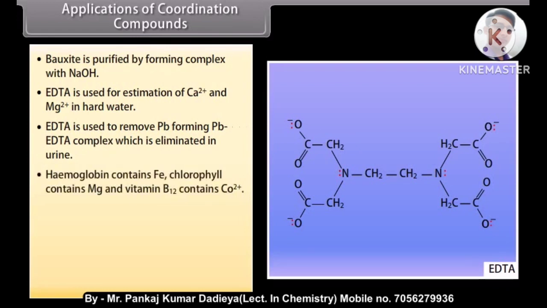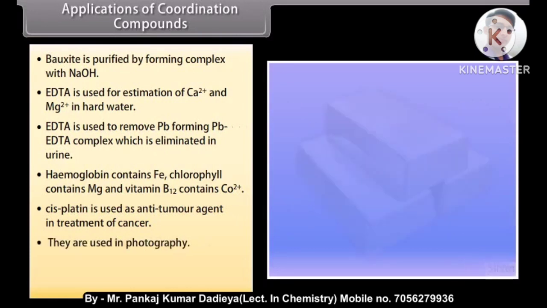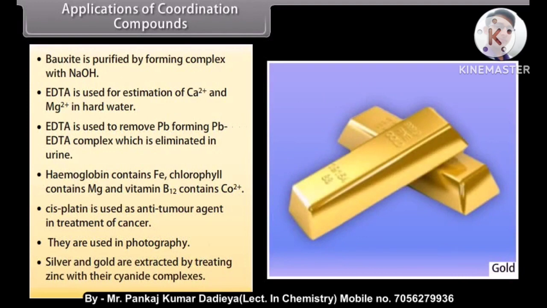Hemoglobin contains Fe, chlorophyll contains Mg, and vitamin B12 contains Co2+. Cisplatin is used as anti-tumor agent in treatment of cancer. They are used in photography. Silver and gold are extracted by treating zinc with their cyanide complexes.